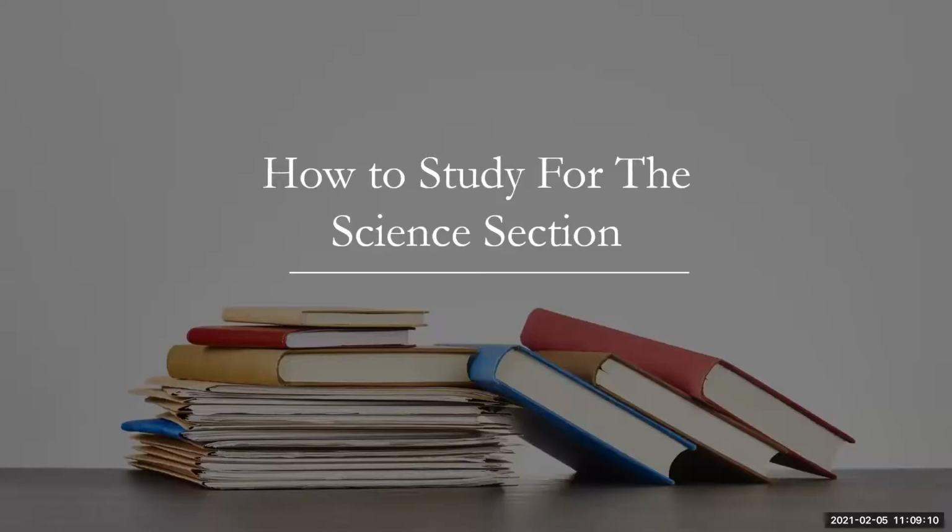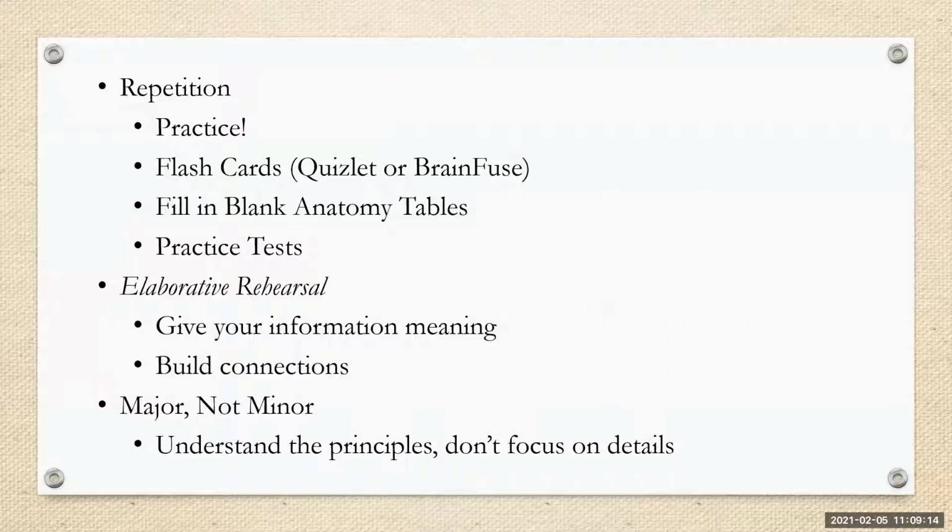All right. So first things first, I'd like to give advice on how to study for the science section. Some big things to do in order to learn pretty much any material, but specifically anatomy, is repetition. You really have to practice with the material. It's not something you can just read once out of a book and then suddenly know it. You really have to work with the material.